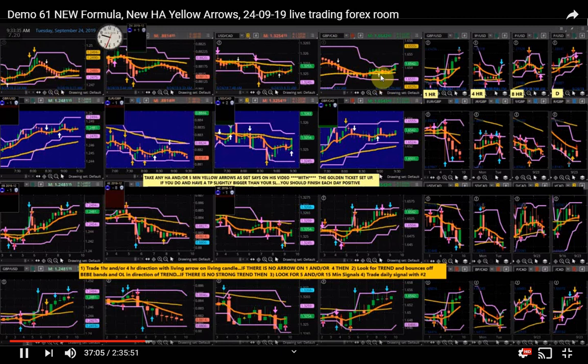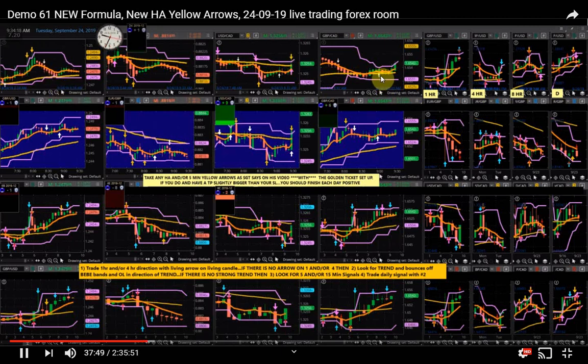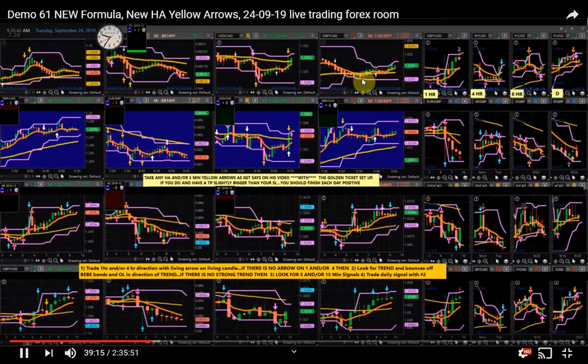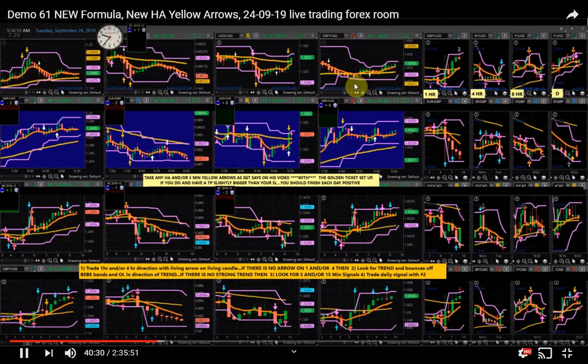Just to point out again how the signals turn up late. Look at this GCAD. You should have been in from here, which would have been here. And look when the signal turned up. So again, with the trend, use the BB bands and momentum. You don't necessarily need the signal, but as long as you're getting good momentum, you're fine.